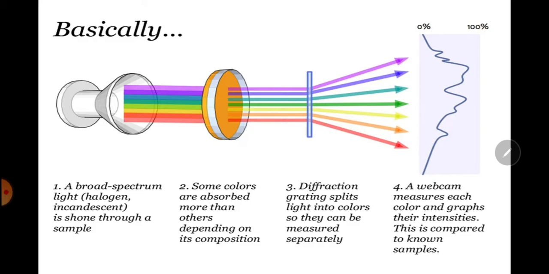First step, a broad spectrum light, halogen or incandescent, is shone through a sample in the experiment. Some colors are absorbed more than others depending on its composition. A diffraction grating splits light into colors so they can be measured separately. This is a diffraction grating.